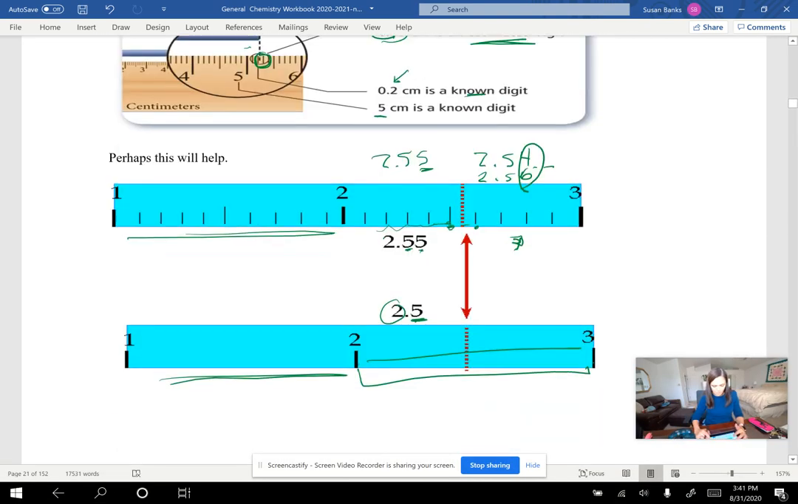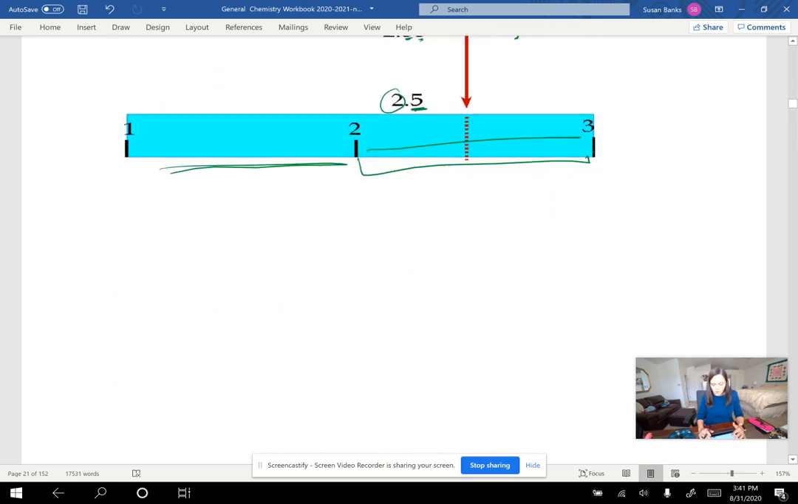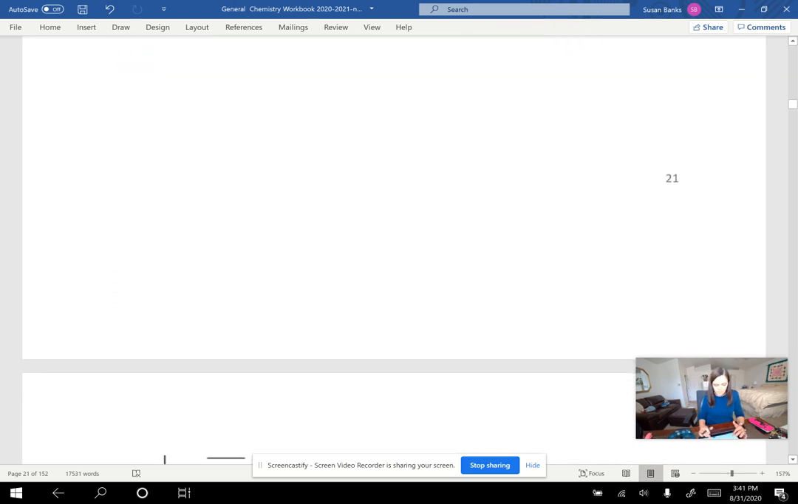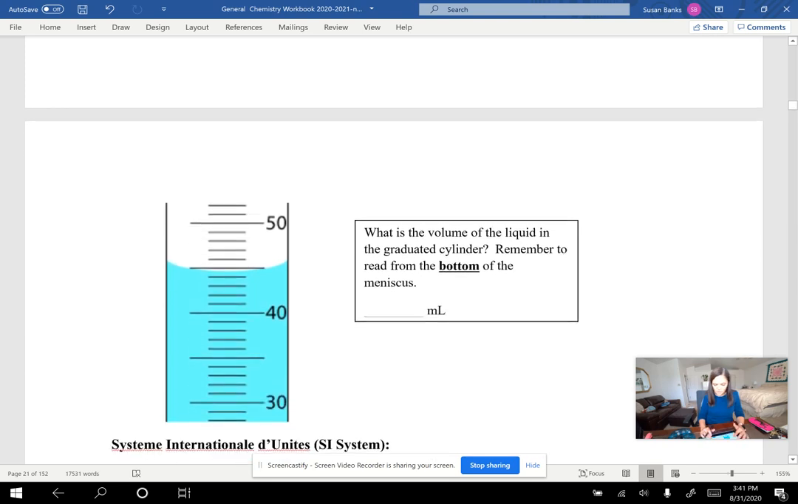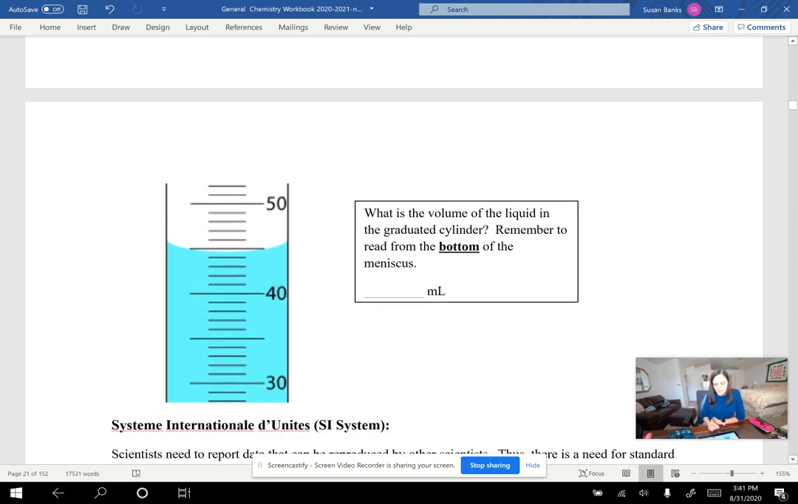Okay, let's go on. So you've probably seen enough rulers and been dealing with rulers for a while. How many of you guys have actually had to measure in what we call a graduated cylinder?